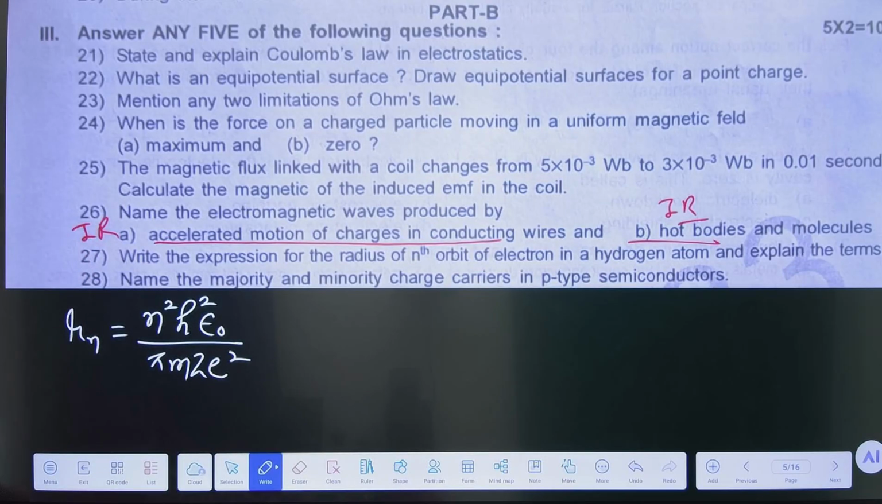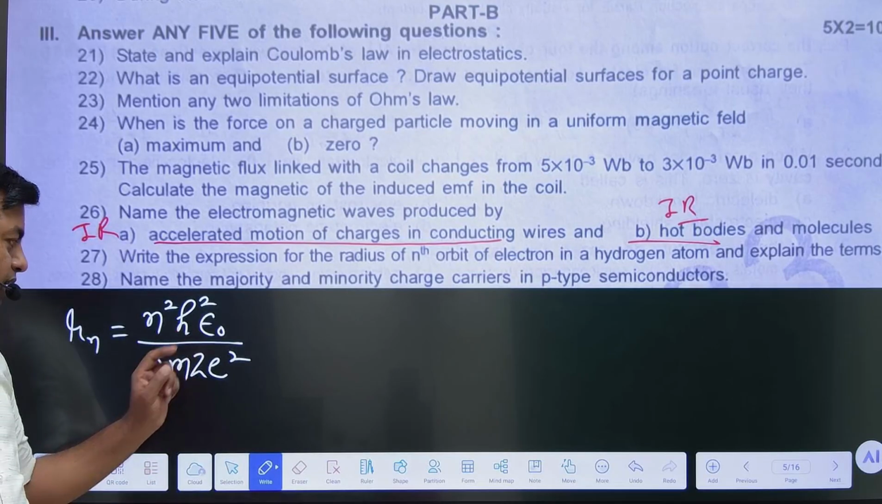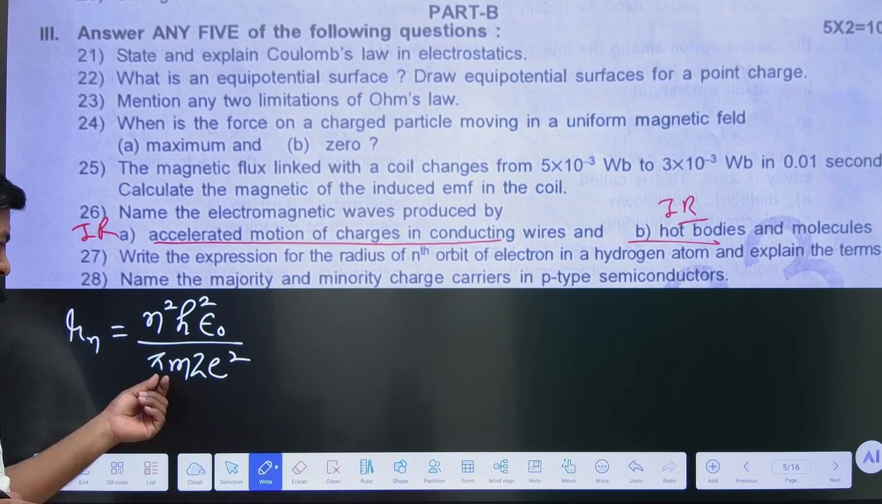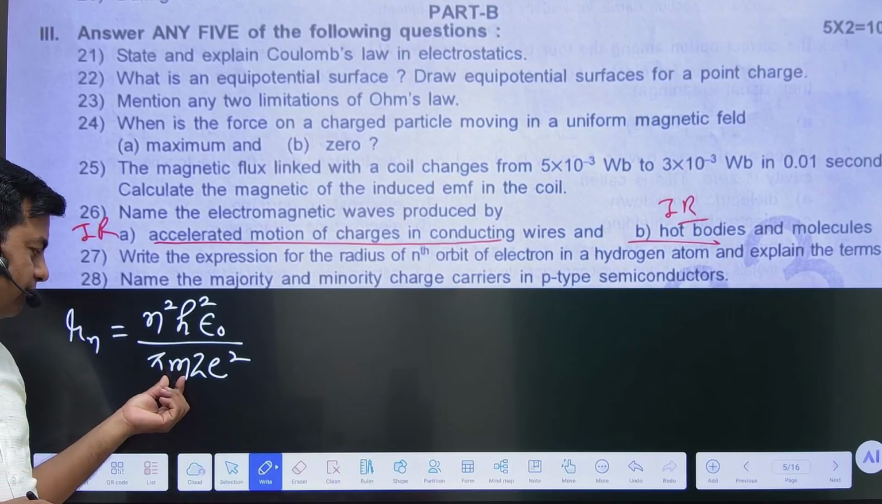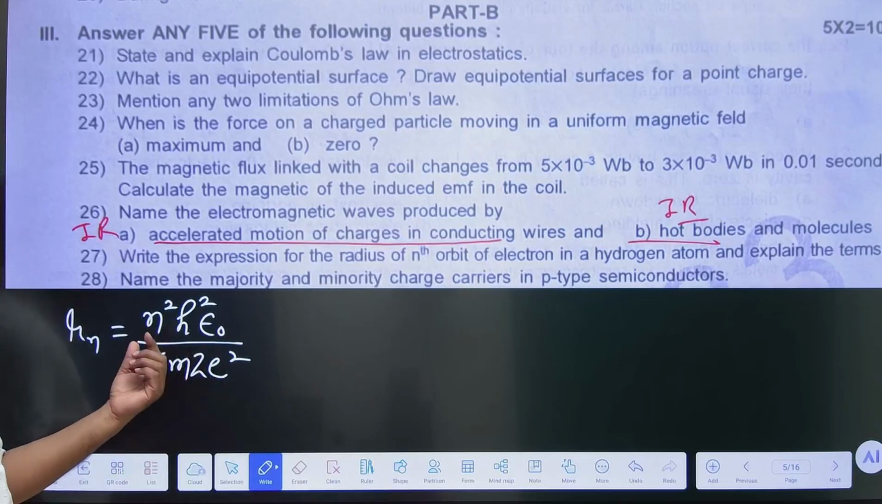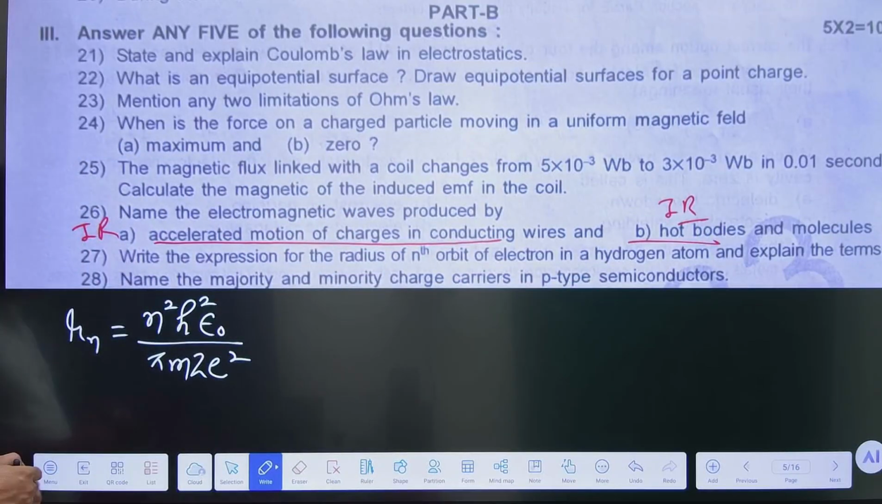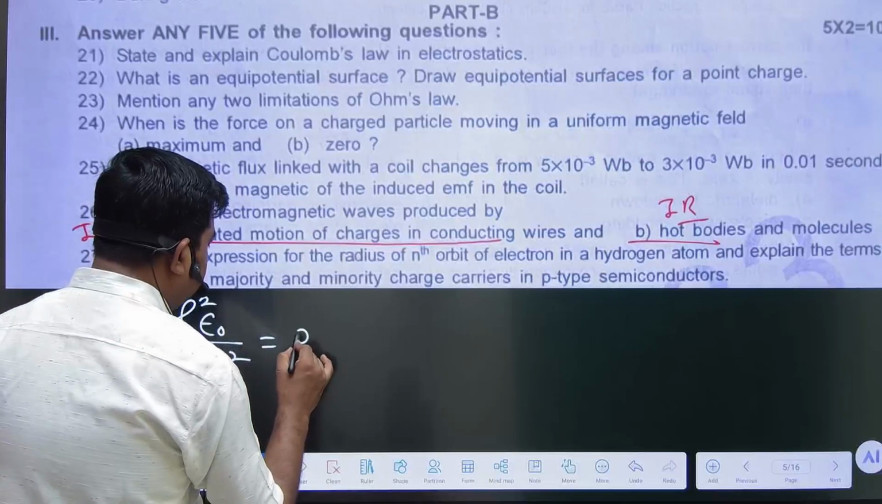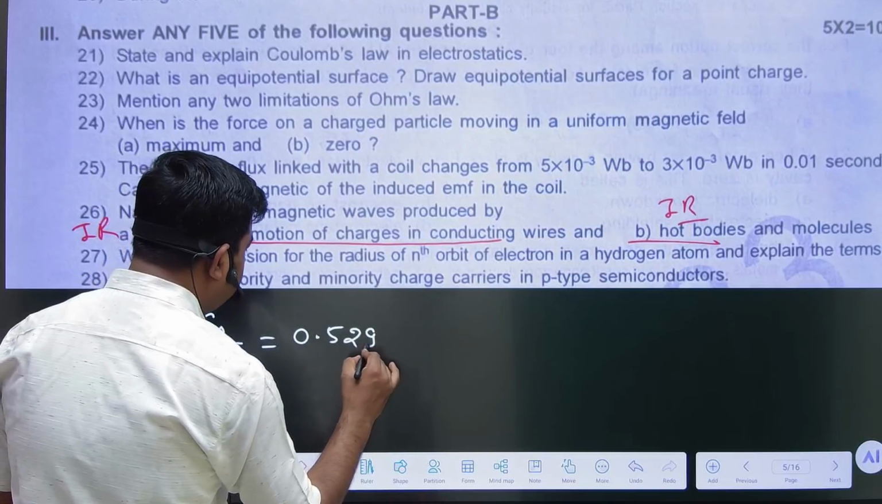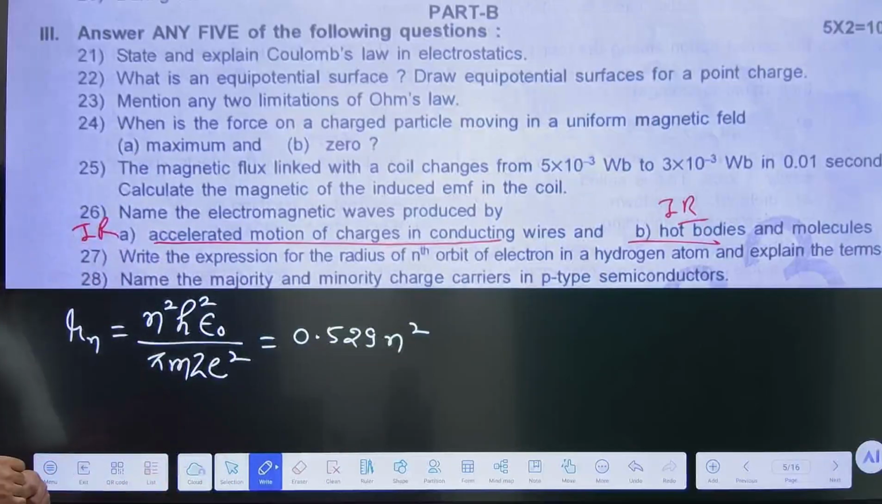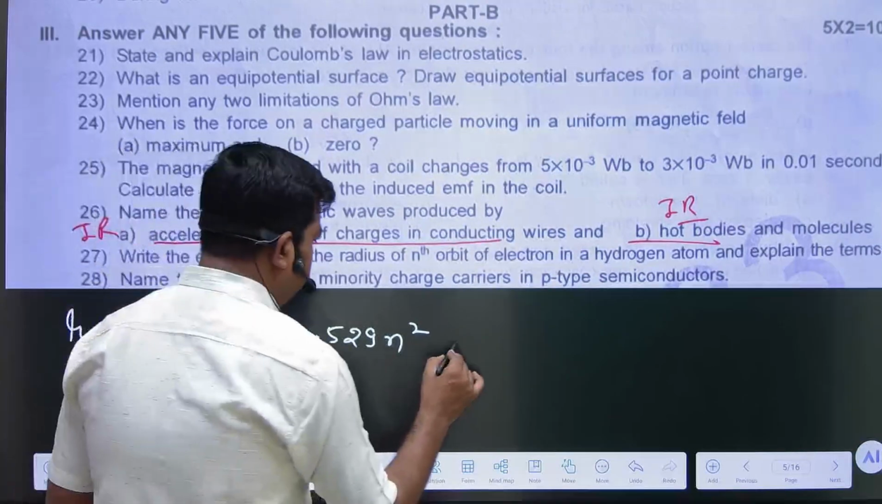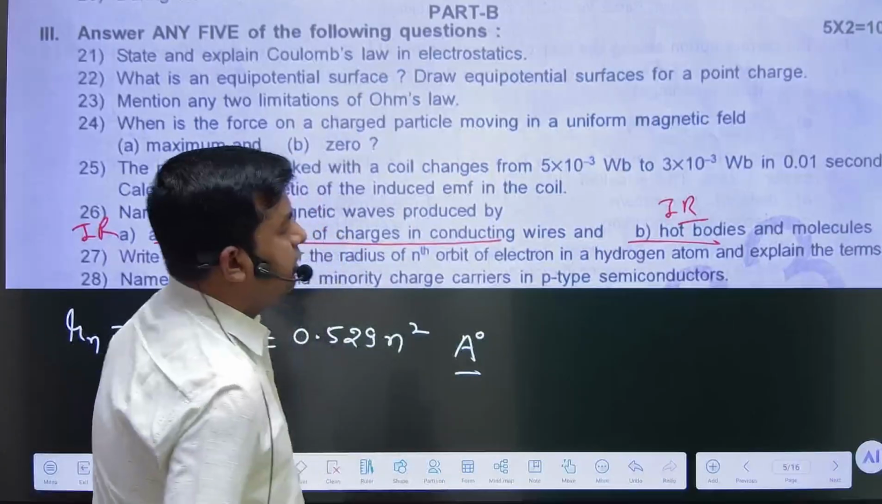This is the radius, where n is the number of orbit, h is Planck constant 6.62 into 10 to the power minus 34, epsilon naught is 8.85 into 10 to the power minus 12, pi is constant 3.14, m is the mass of electron 9.1 into 10 to the power minus 31 kg, z is atomic number, and for hydrogen it is 1, and e is charge of electron. So we put all these values of constants, we get 0.529 n square by z. Z is also 1. So this is the radius in nth orbit. Unit is angstrom. Clear to you?